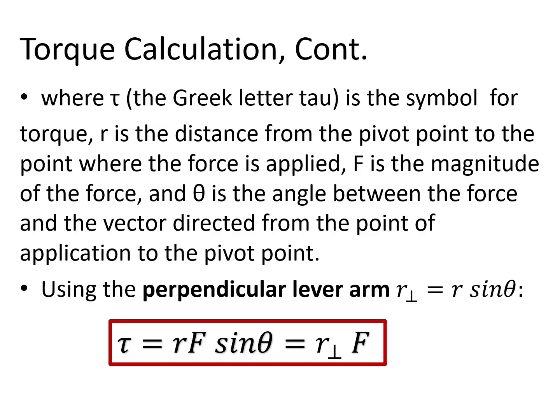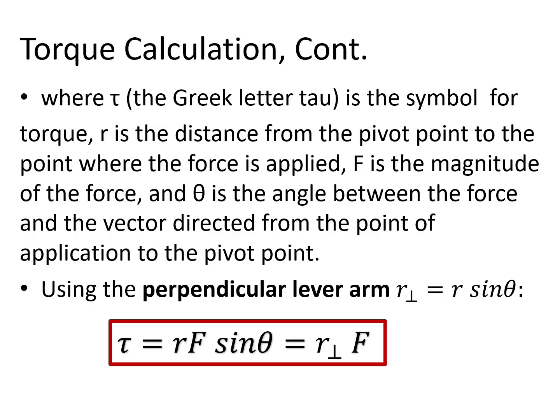A very useful idea is the perpendicular lever arm. Instead of thinking about the full distance and the angle separately, we can think about the shortest perpendicular distance from the pivot to the line of action of the force. Using that idea, torque equals the perpendicular lever arm multiplied by the force. These two ways of calculating torque are equivalent.